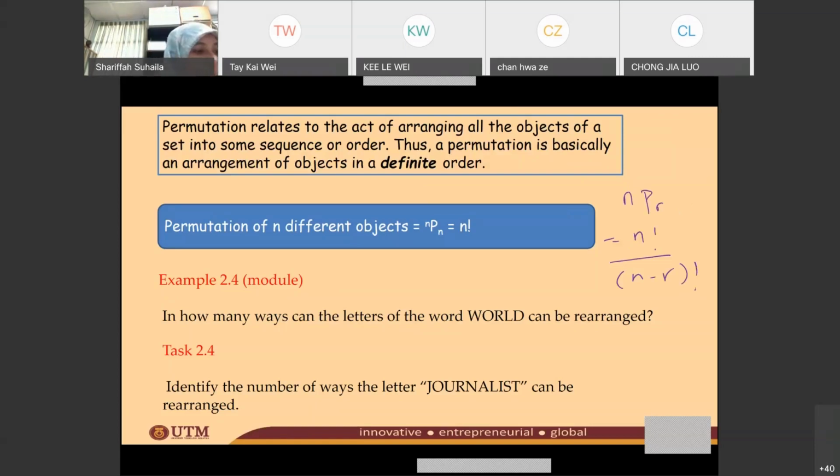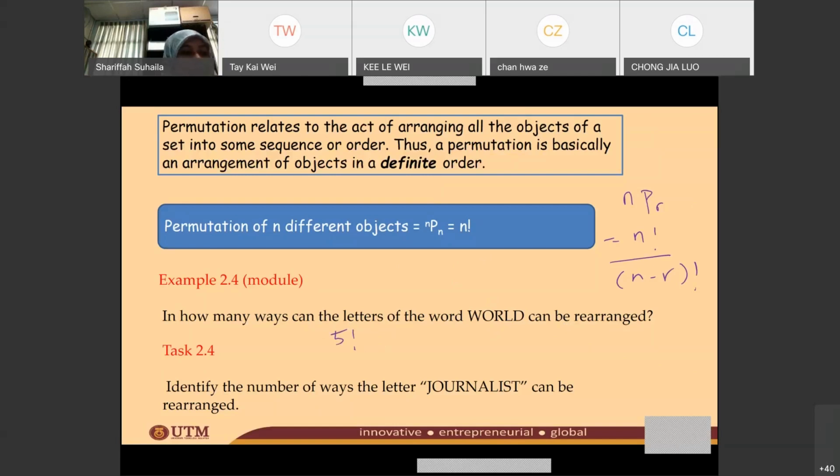Example 2.4 in your module: how many ways can the letters of the word WORLD be rearranged? You have 5 different objects, 1, 2, 3, 4, 5, because no letter appears 2 times or 3 times. So for permutation of n different objects, it is just 5 factorial, which in this case is 120.